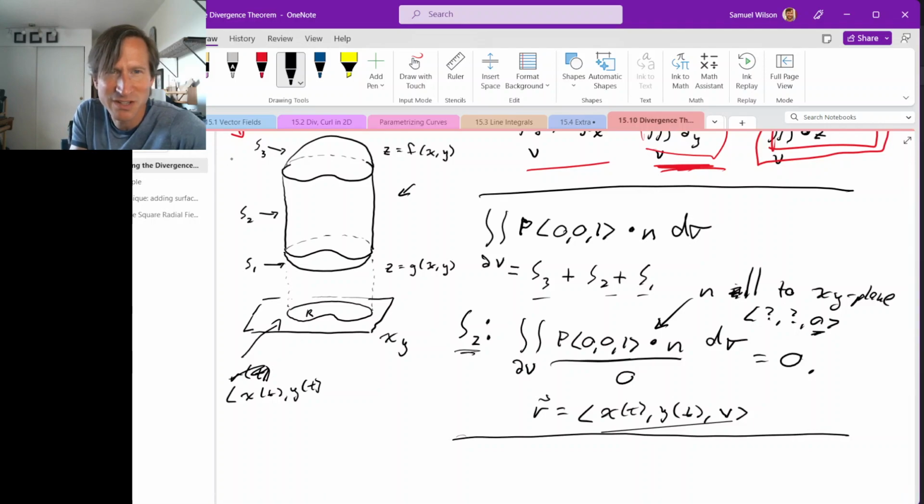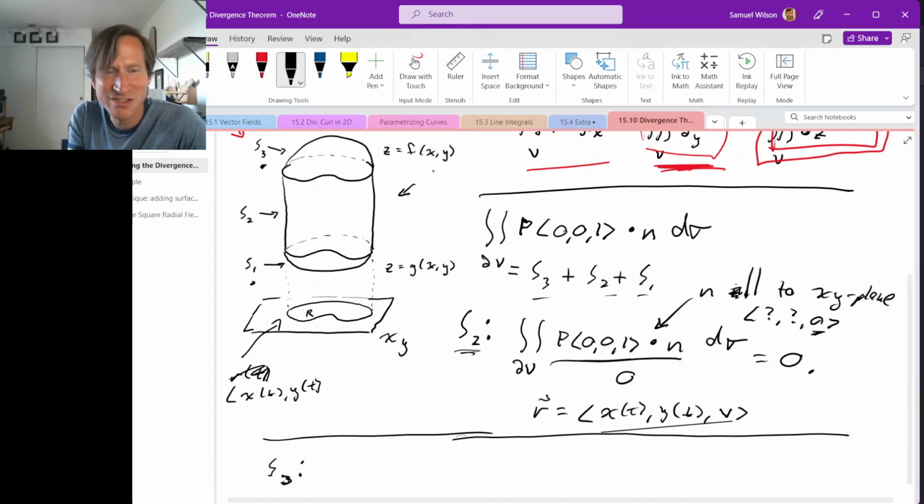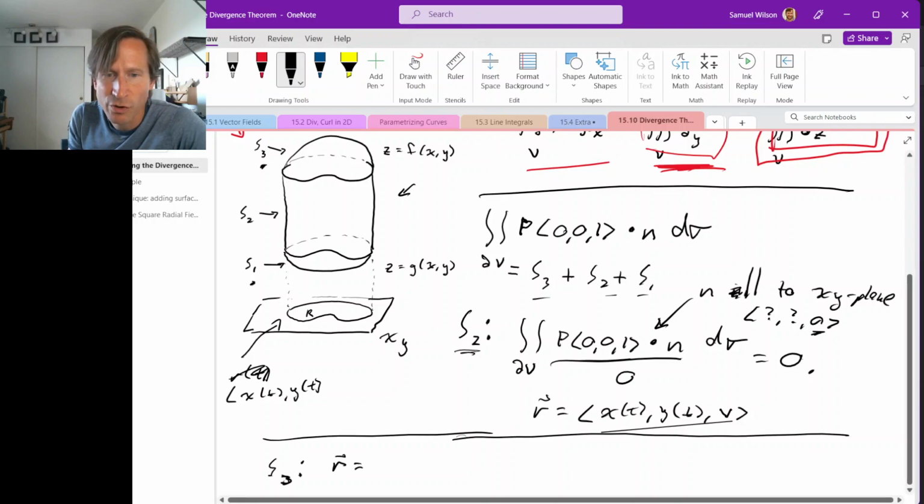Okay, so how about for S3? I feel like I numbered these backwards. Why did I call this one 3 and that one 1? I don't know. Okay, so for S3, we need to parameterize this surface, but remember we chose this special shape so that the top surface here is a graph. So we can just use the graph parameterization. So for our parameterization, we can just choose u, v, and then f(u, v).